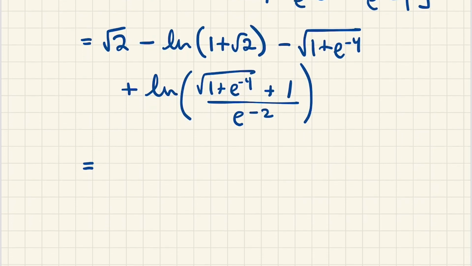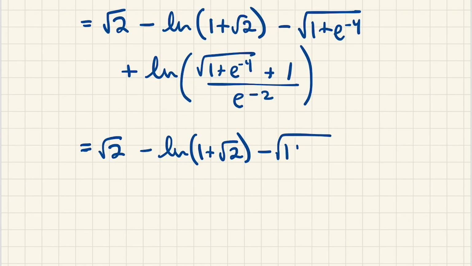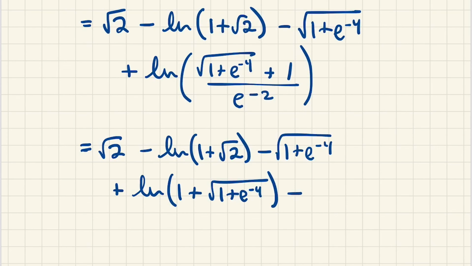We can split that natural log up using the laws of logarithms, and it's definitely going to be worth doing that. Because we'll get plus ln of that numerator, and then minus ln of e to the negative 2. But this actually evaluates simply to negative 2. So negative of negative 2 is plus 2. And that is the final answer.